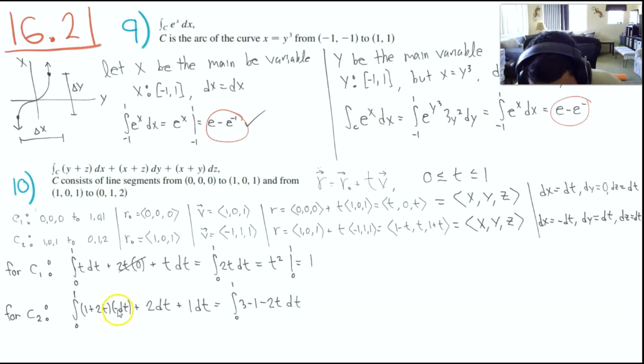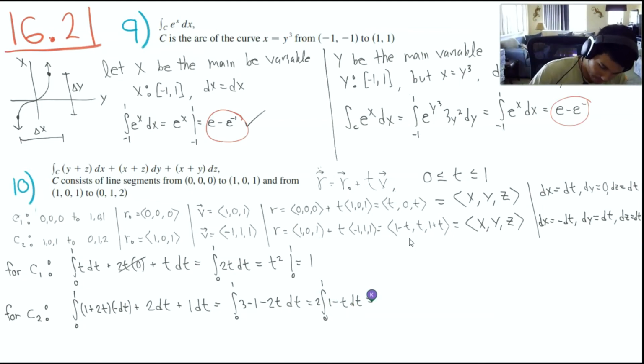Remember there's a negative dt here. Why is it a negative dt? Because there's a dx here, and we found dx to be negative dt because x was 1 minus t. So a lot of things going on. Just take your time when you're actually doing it. It should make sense. I'm going to write this one more time. It's the integral of 2 times 1 minus t dt.